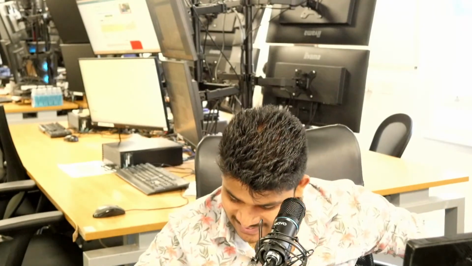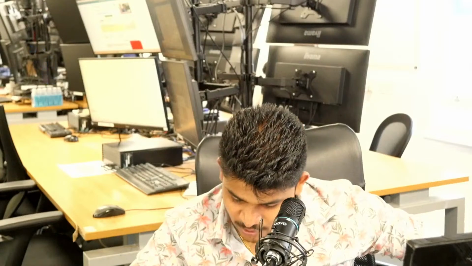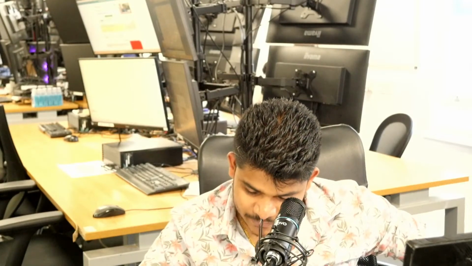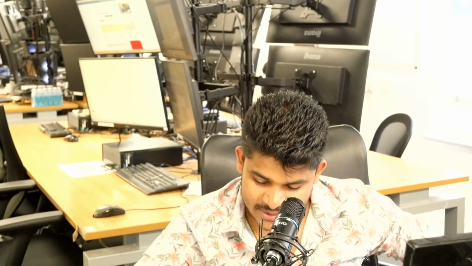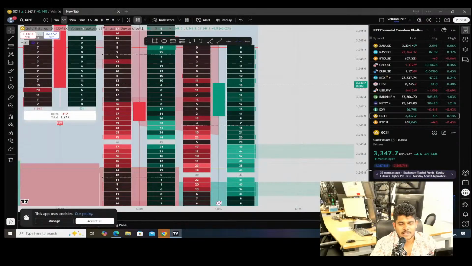Another buyer's trap, if that is happening with respect to this particular zone, this is what I was looking at. All right, so the last entry, if it is going wrong, which is 3335, if the market is able to sustain 3336, then we will be exiting this position. That's the way we are looking at this particular position.